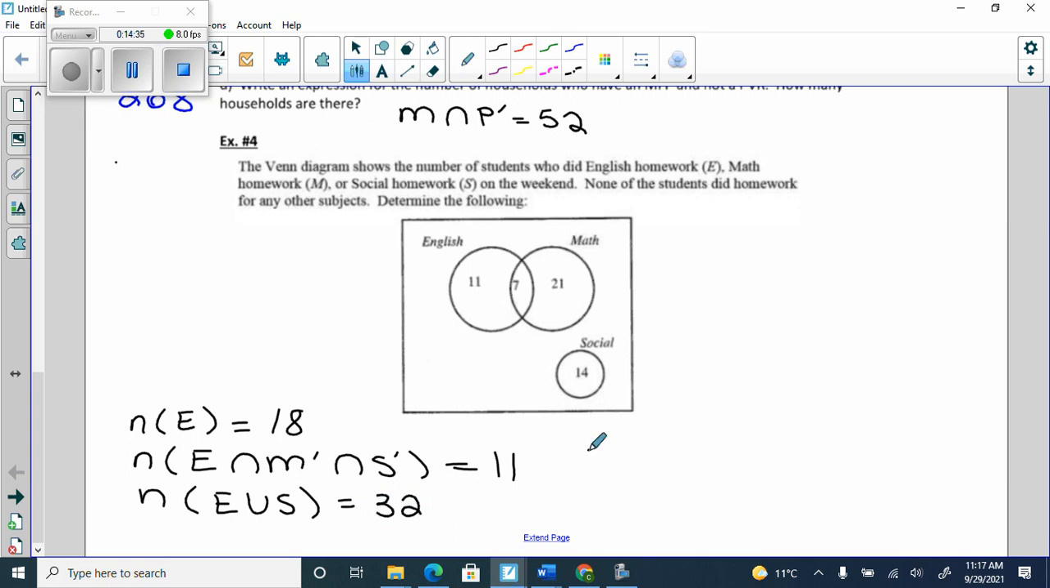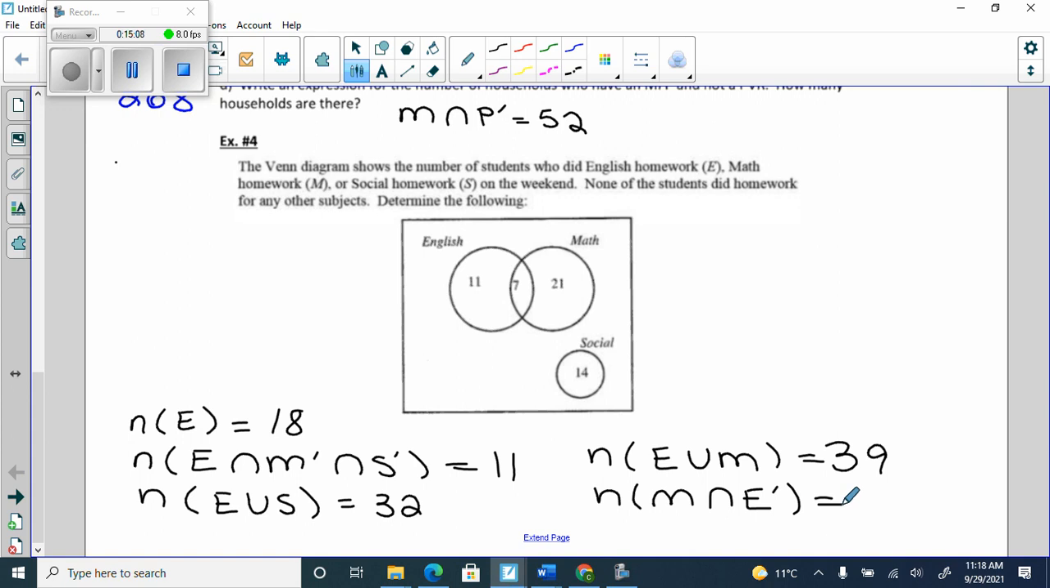And then we have n of E or M. So E or M is the E or M snowman, right? So we go 11 and 7 is 18, plus 21 is 39. And then we have n of M, but not E. What is that just the same as? M, but not E. M only, right? So it's 21.